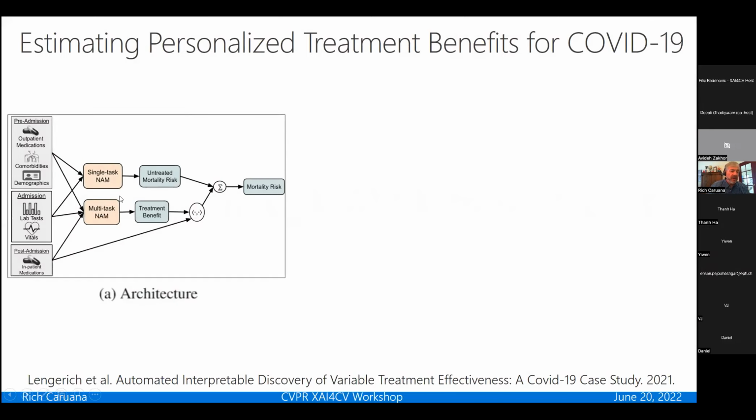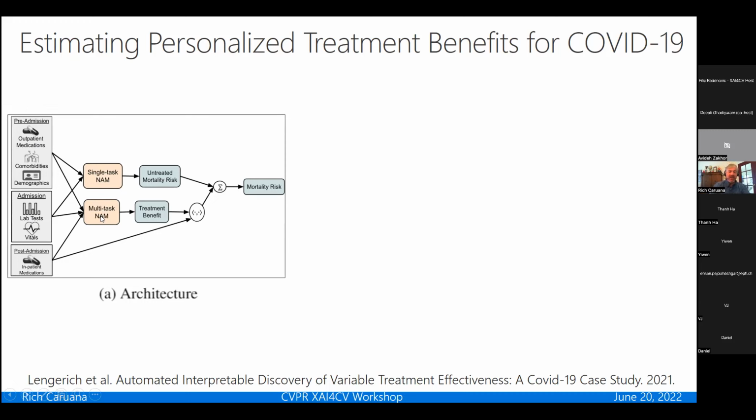So this is a very complex architecture created by Ben Lengerich, one of the co-authors. And I'm just going to briefly tell you how these things work. We're learning a single task NAM at the top, and the single task NAM gets to see the meds you were taking before you got to the hospital. It also gets to see your illnesses and some demographic backgrounds, things like your age and gender. It's also getting to see the results of lab tests when you're first admitted to the hospital. And the single task model is trying to predict your mortality risk if you were not treated, because there's no treatments getting to this model. And that's trained exactly the way we talked about before.